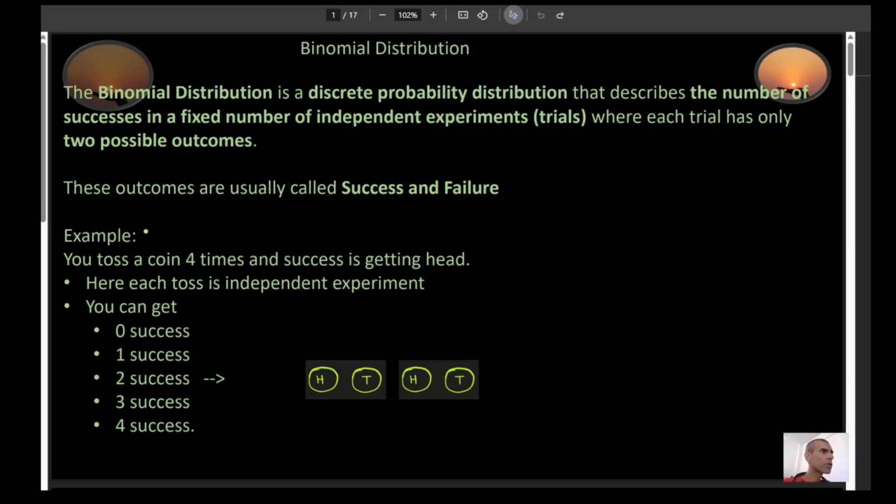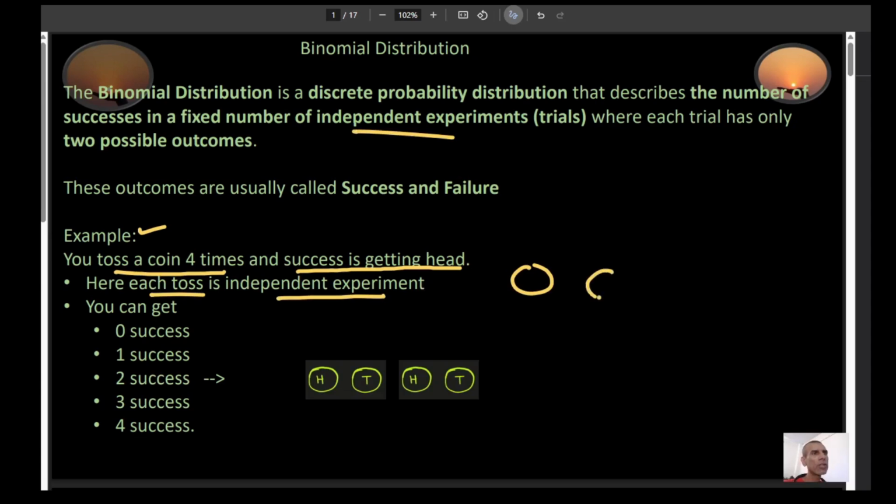Now, let's understand this through a simple example. Suppose you toss a coin 4 times, and here I define my success as getting a head. So each toss is an independent experiment. If I toss one coin, and then I toss another coin, what I get in this coin has no effect. It does not depend on what I got in the previous toss. That's what you mean by independent experiment. Here, I'm conducting four independent experiments because I'm tossing the coin 4 times. So in this case, my fixed number of experiments is 4.